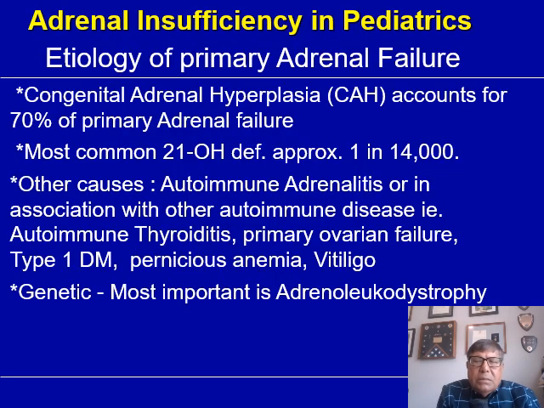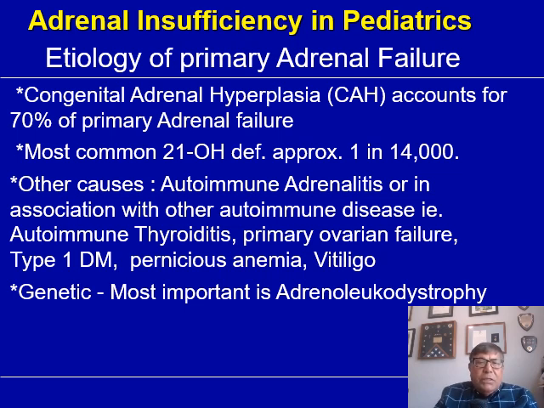So in pediatrics, the etiology of adrenal insufficiency or primary adrenal failure is congenital adrenal hyperplasia, and that accounts for about 70% of primary adrenal failure. In my lecture on congenital adrenal hyperplasia, I mentioned in detail how they present, including adrenal failure, so I will just be very brief here. The most common is 21-hydroxylase deficiency, which is 1 in 14,000.